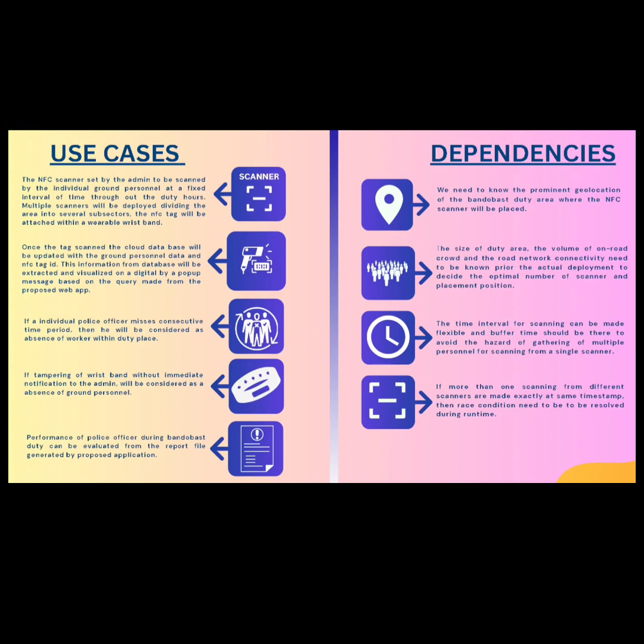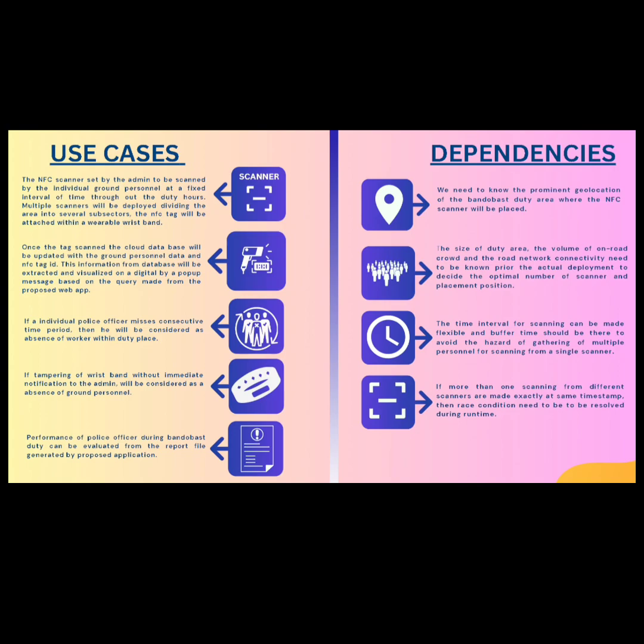If an individual police officer misses a consecutive time period, then he will be considered absent from the duty place. If the wristband is tampered with without immediate notification to the admin, then it will also be considered as absence of the ground person. The performance of the police officer during bandobast duty can be evaluated from the report file generated from the proposed application.